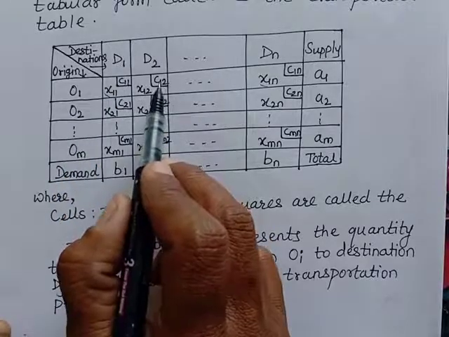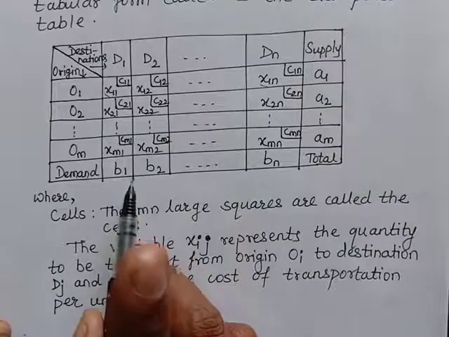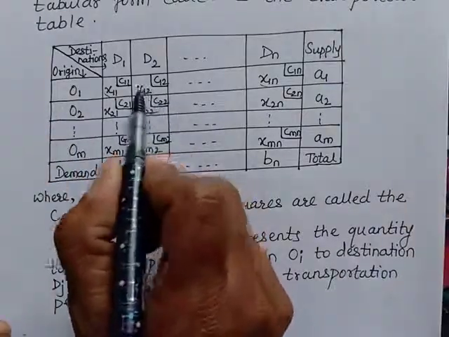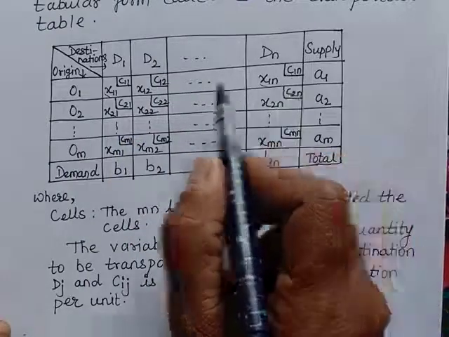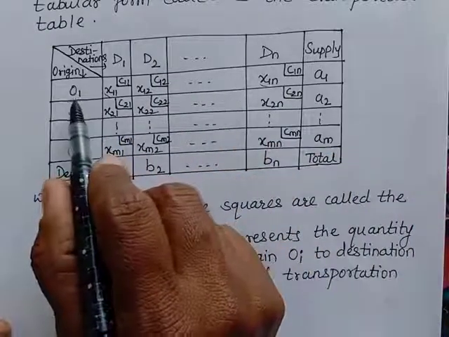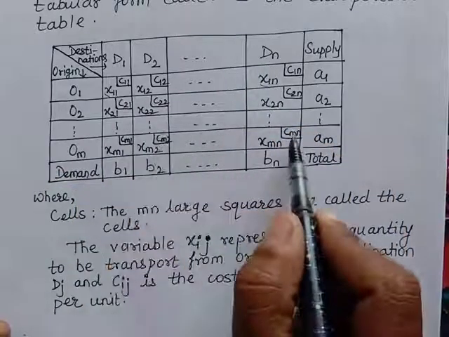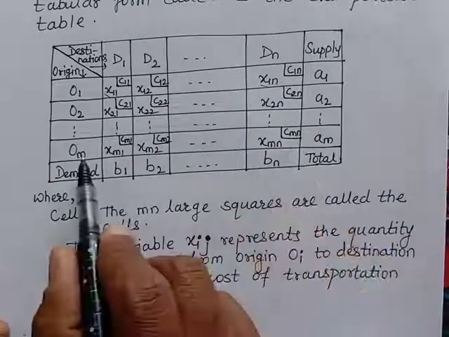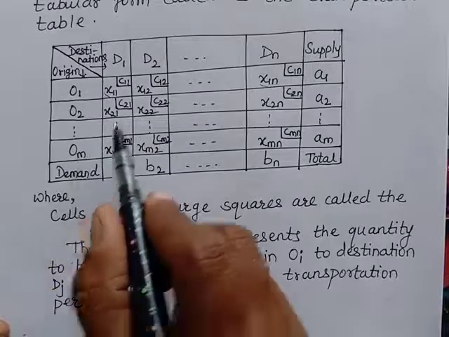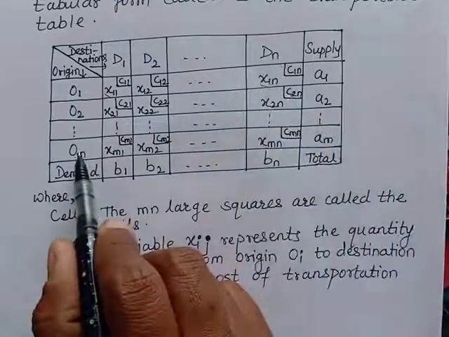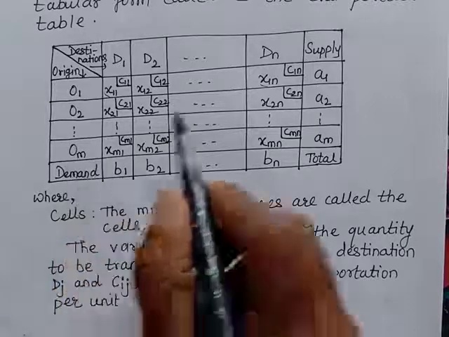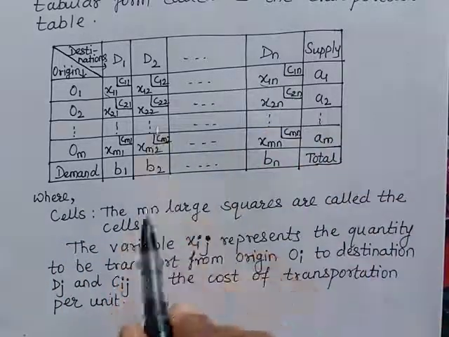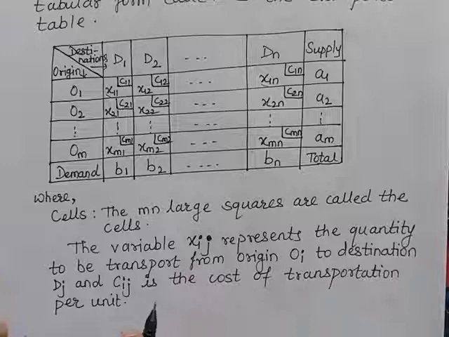Cost of transportation per unit means this C11 is the cost of transportation from O1 to D1. C12 is the cost of transportation per unit, for a single unit, from O1 to D2. Again, C1n is the cost of transportation for a single unit from O1 to Dn. Similarly, Cmn is the cost of transportation from Om to Dn. Om is the origin. From here we can transport to this destination Dn.